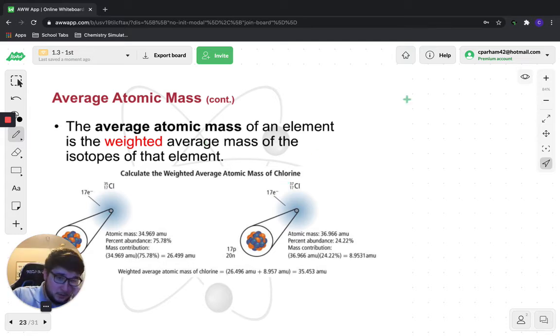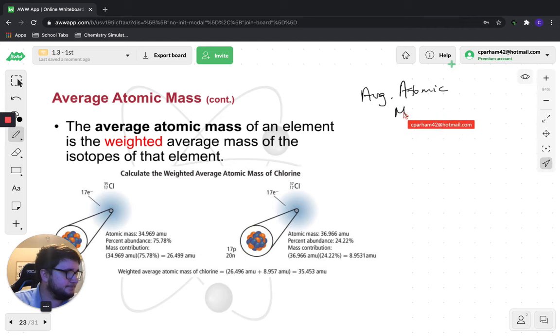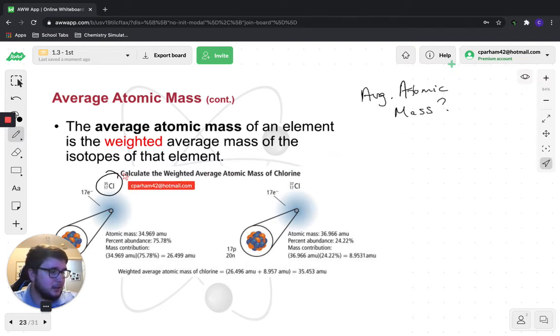Basically, what we've got going on here is we have 2 isotopes, 2 versions of a chlorine atom, and we want to know what is the average atomic mass of these chlorine atoms. Here's how we're going to find that. We're going to look at one isotope at a time. So if we look at chlorine-35 first, here is the atomic mass, and here is how likely you are to find that isotope in nature.